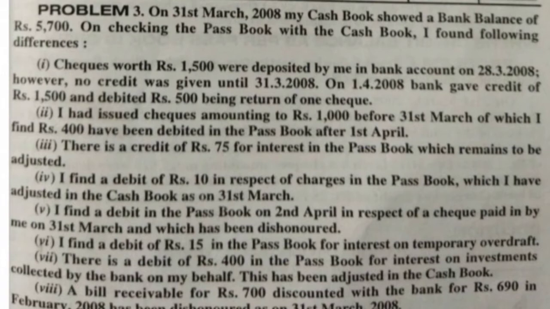Since the passbook balance is showing a decreased balance, because the 1500 is a receipt to Bunty but it is not being credited in the passbook in the month of March, the passbook is showing less balance in March. Therefore, we need to deduct 1500 rupees from the balance as per cash book. Did you understand?